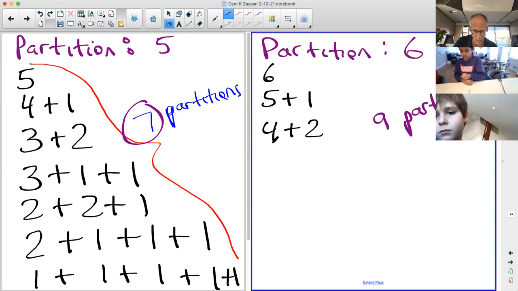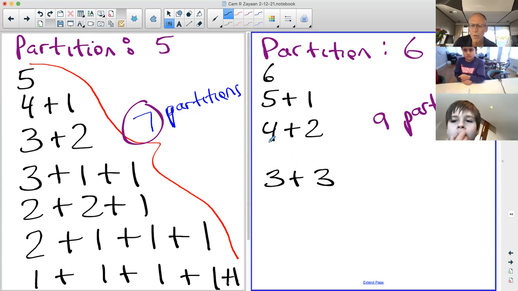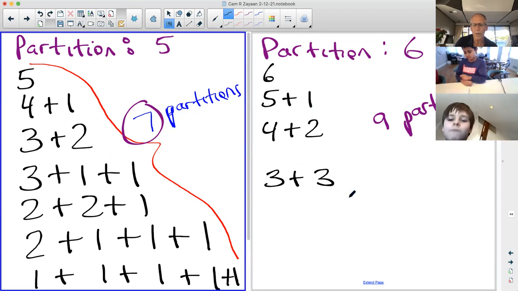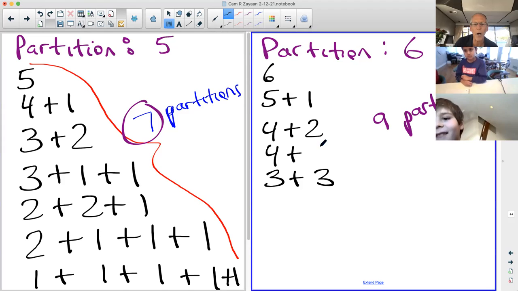Don't use 3 until you need to use 3. There's another partition with the number 4 in it. Cam, do you know which one it is? Come on, Cam, what's the next one? I did 4 plus 2. 3 plus 3. No, you skipped one in the middle, guys. Remember, never go to a lower number until you need to. You need to partition the number 2 like you partitioned the number 2 here. 4 plus 1 plus 1. There you go. That's your fourth partition.